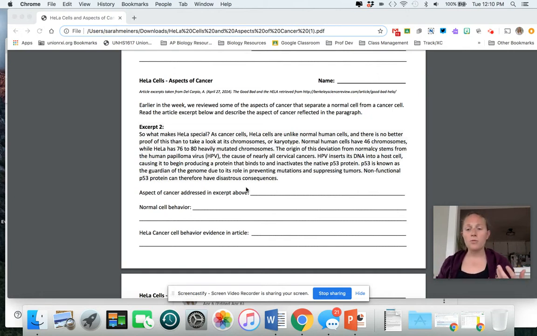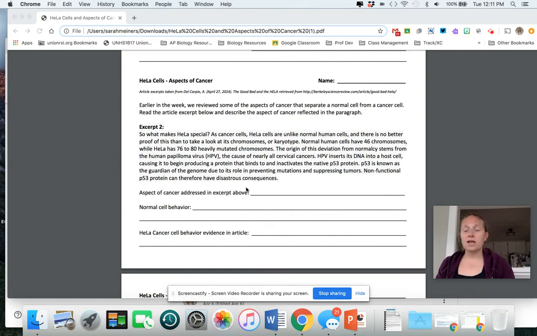Okay, so that's how normal p53 works: find it, check it, nope, mutated, can't fix it, send it to apoptosis. But HeLa cells have a mutated p53, and HPV was a direct cause of that mutation of p53. So the human papillomavirus interfered with the p53, making it non-functional. So that's our aspect of cancer, mutated p53. And specifically, our evidence is that the HPV, human papillomavirus, shut down that p53 gene.